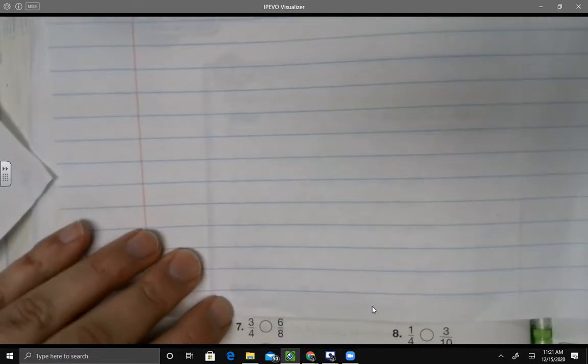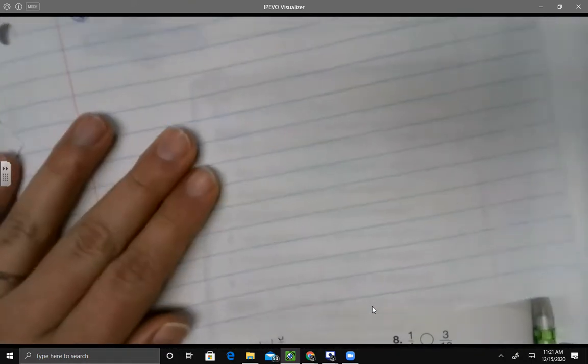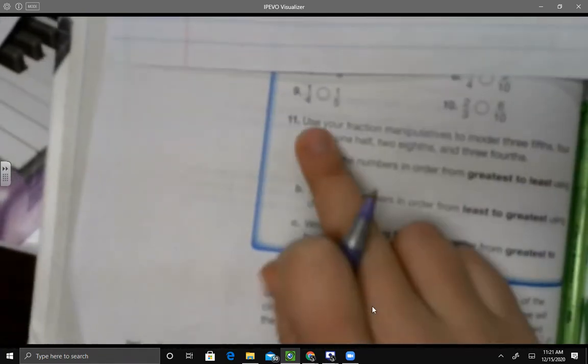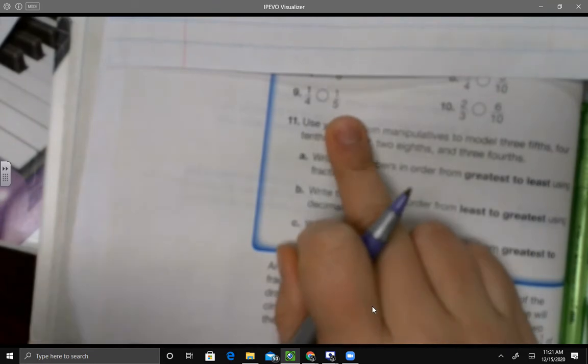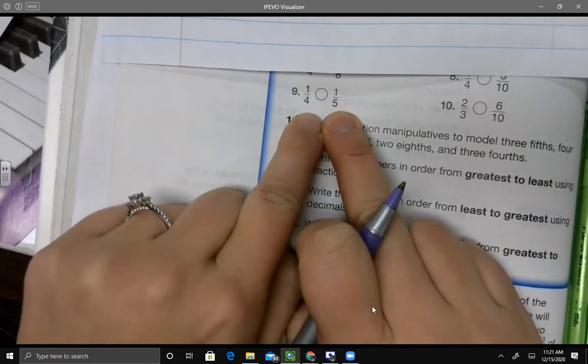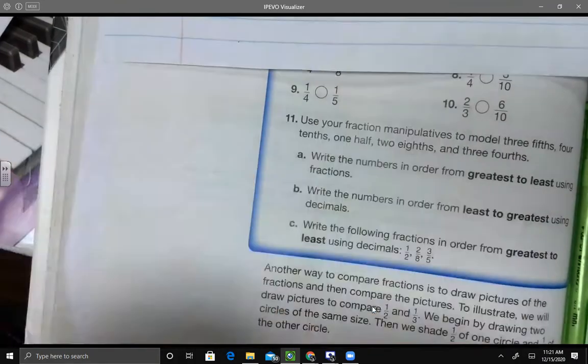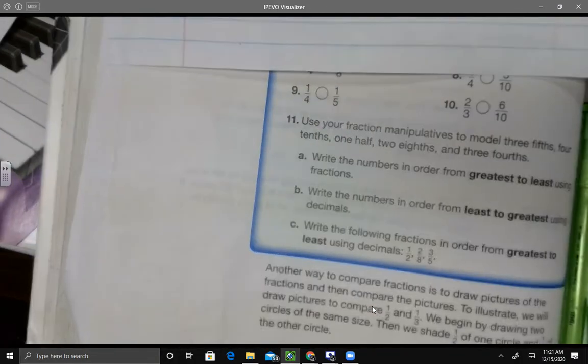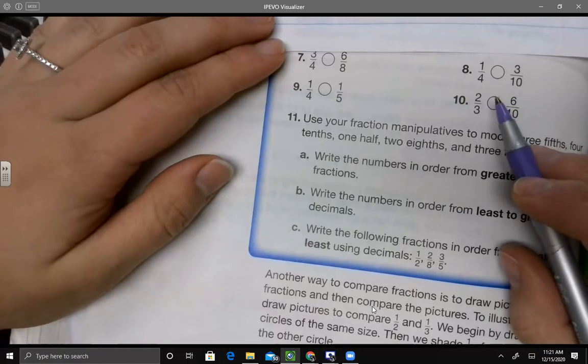Okay, so 3/4 and 6/8. That's equal. 1/4 and 1/5. Oh, you can't see. 1/4 and 1/5. So remember, when we have a bigger denominator, that is the smaller fraction, because 1 out of 5 pieces is smaller than 1 out of 4 pieces, because you have to share with more people.